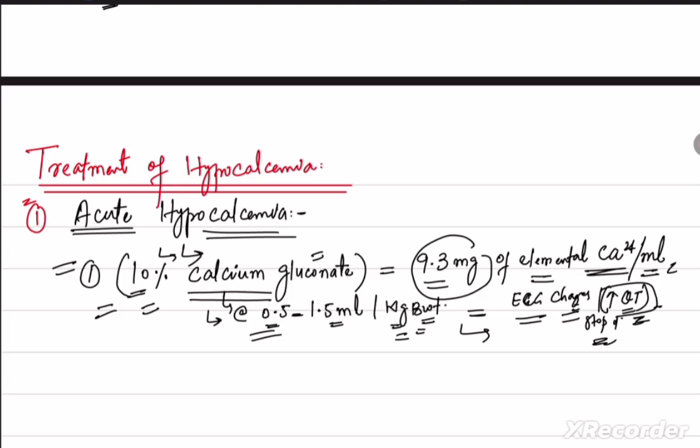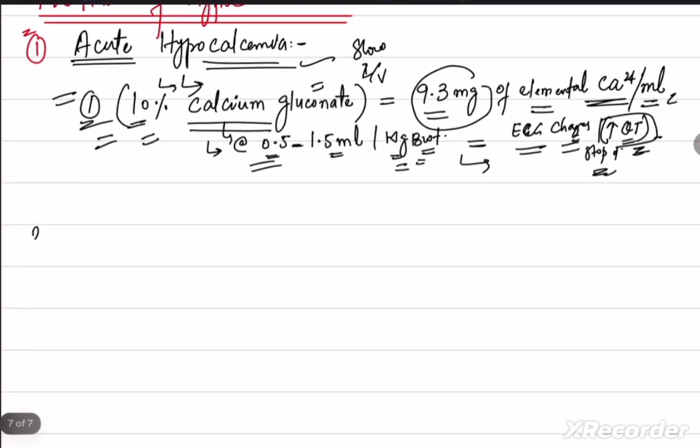This is for acute hypocalcemia, and this 10% calcium gluconate is to be given IV, slow IV. Now the second thing is, if you are unable to get an ECG, then watch for bradycardia. If it is bradycardia, it is better to stop.